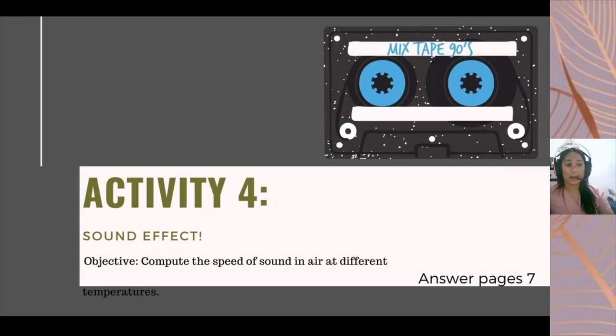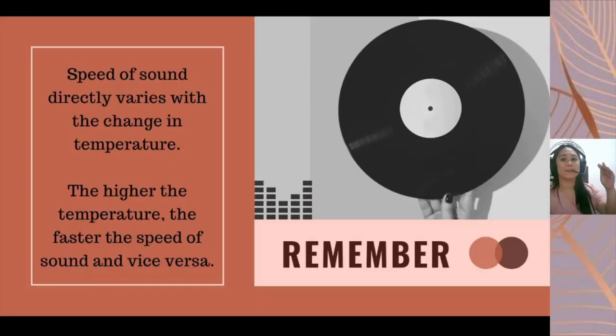So, the speed of sound directly varies with the change in temperature. Kaya, kapag the higher the temperature, the faster the speed of sound, and vice versa. So, kapag the lower the temperature naman, the slower the speed of sound. So, another thing, molecules at higher temperatures have more energy. Thus, they can vibrate faster. So, kapag mataas yung temperature ng isang object katulad ng air, katulad ng in-explain ko sa inyo kanina, mas mataas ang kanyang kinetic energy at kapag mas mataas ang kanyang kinetic energy, mas mabilis ang pagbabibrate ng mga molecules. And since the molecules vibrate faster, sound waves can travel more quickly. So, mas mabilis mong maririnig yung sound o mas mabilis na nag-travel yung sound.